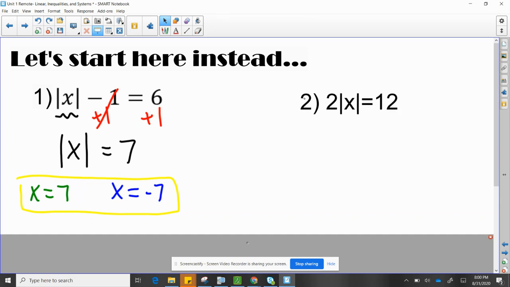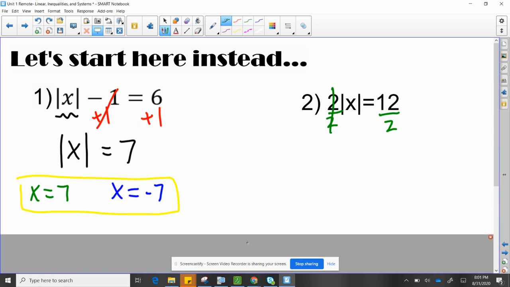Okay, let's just do another one really quick. These ones always get confusing for some students because they see the 2 on the outside and they want to distribute it. So absolute value bars are not parentheses. Okay, so you can't distribute into them. All you can do is clear out any numbers around it. So since it's 2 times the absolute value of x, I'm going to divide that 2 out on both sides to get rid of it.